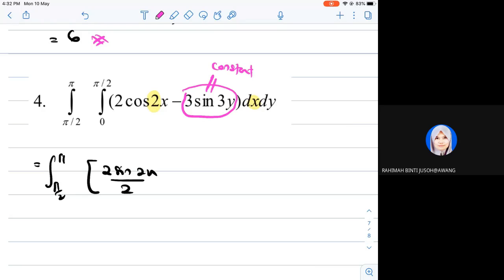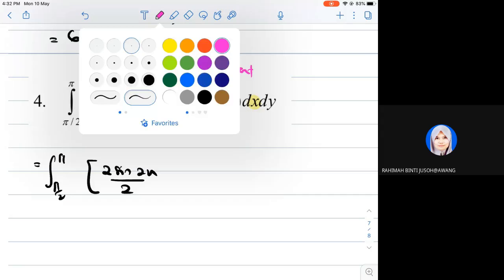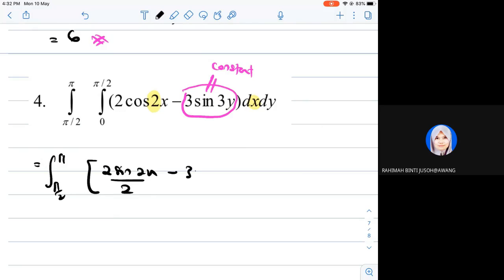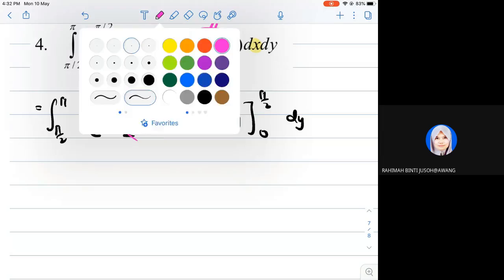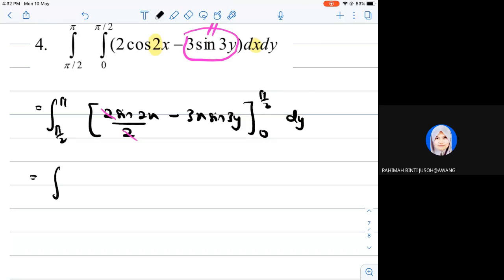Okay, so when it becomes a constant, integrating with respect to x means the constant is multiplied by x. So you will get negative 3x sin 3y. Just multiply by x like that. So you will have 0 until pi over 2 dy, like that. So this one can be cancelled. So we will have pi over 2 until pi. So sin 2x.